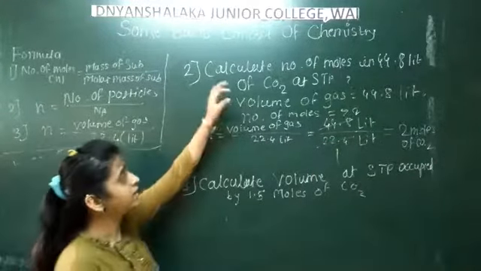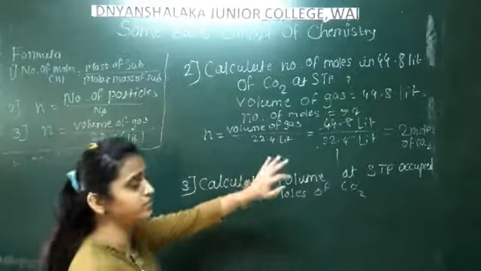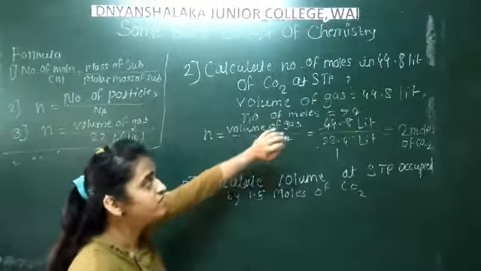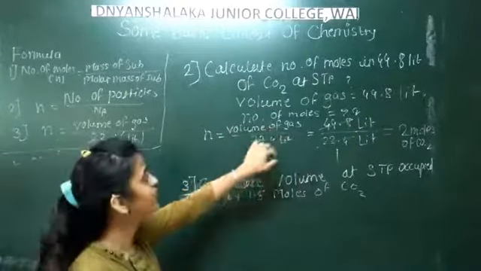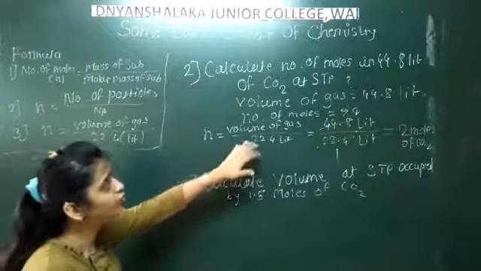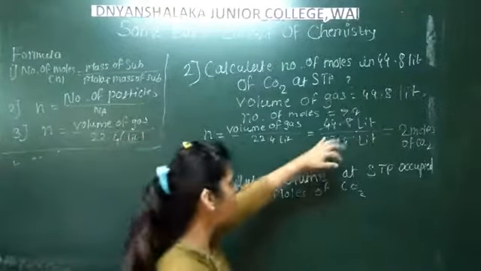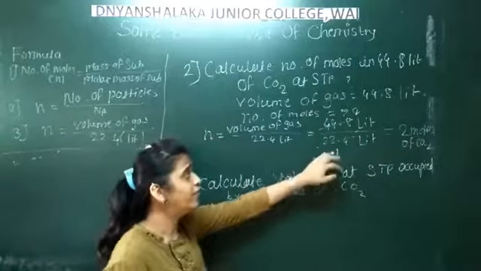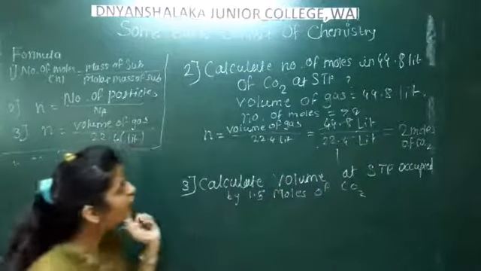Again we explain it. Calculate the number of moles in 44.8 liter of carbon dioxide at STP, means standard temperature and pressure. We are given the volume of gas, which is equal to 44.8 liter, and we have to find out the number of moles. So using the third formula, n number of moles is equal to volume of gas upon 22.4 liter. The given volume of gas is 44.8 liter divided by 22.4 liter. On calculating we get 2 moles of carbon dioxide.